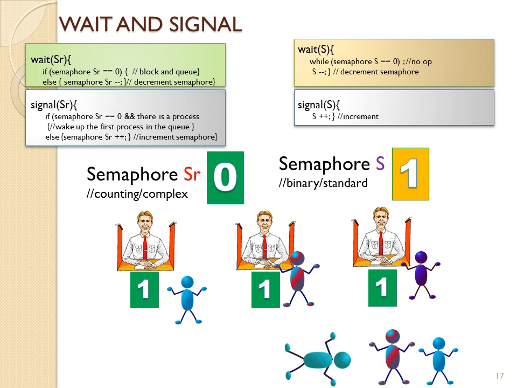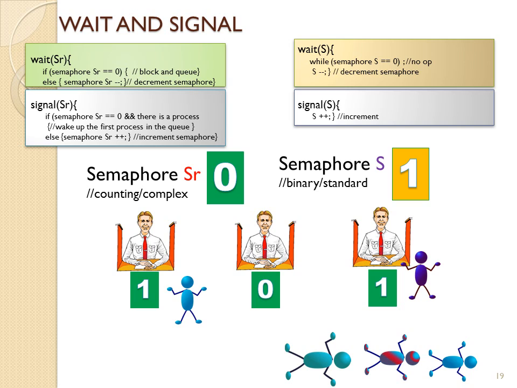So now we have 3 processes in there, all using their bankers, and SR is 0, so the ones that are out here waiting are going to block while they're waiting. Then when one of the processes that's with a banker finishes, it's going to clear the flag of that banker and leave. Instead of changing the value of the SR semaphore, they're just going to wake up the first one in the queue, and it's going to stay 0.